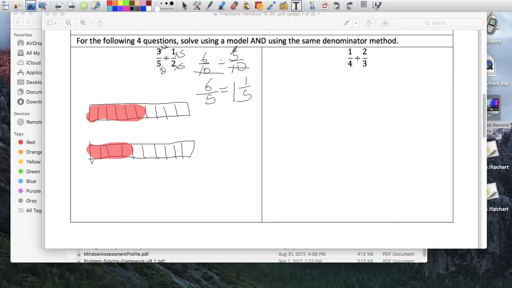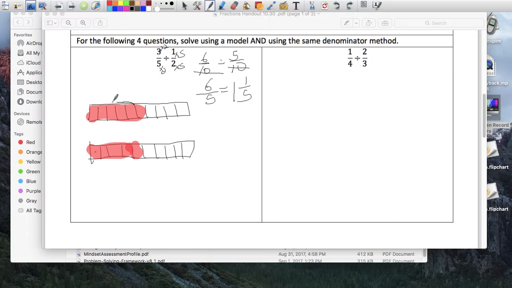So how many 5/10 fit into 6/10? So we got 1, 2, 3, 4. I need to draw one more. Sorry, 5/10. That's 5/10. So how many times can this group of 5 fit in the group of 6? Well, it can fit. Let's see, 1, 2, 3, 4, 5. You can make. Oops.